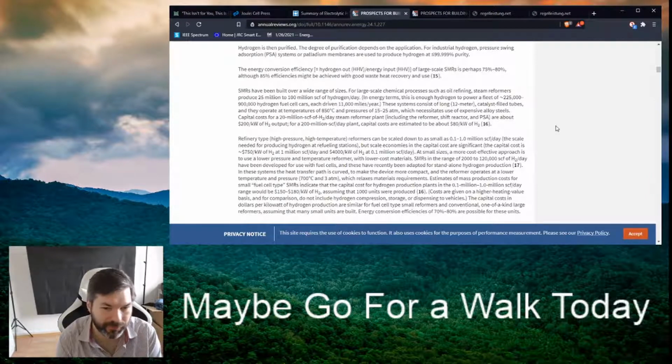I like how wide of a gap that is. 225,000 to 900,000 just tells us that 20 years ago, efficiency was not even close to nailed down.